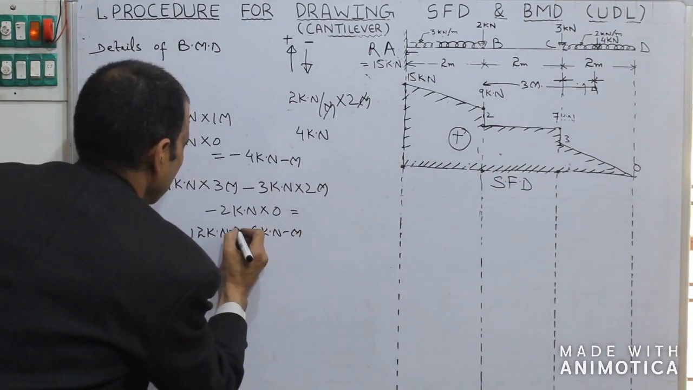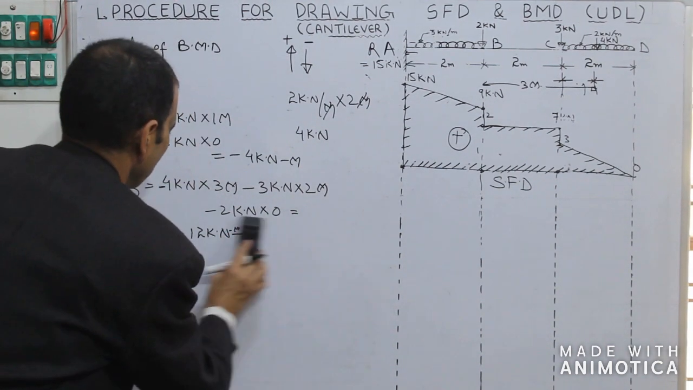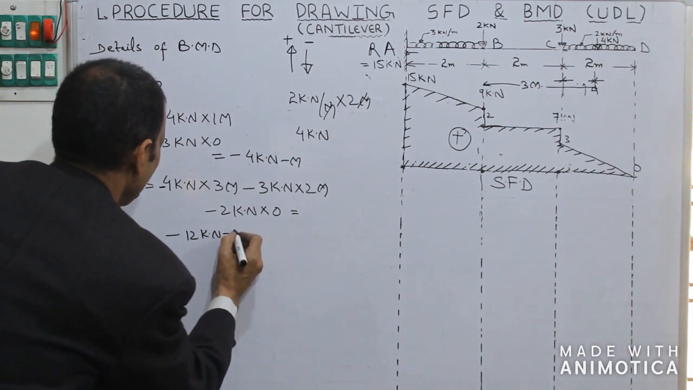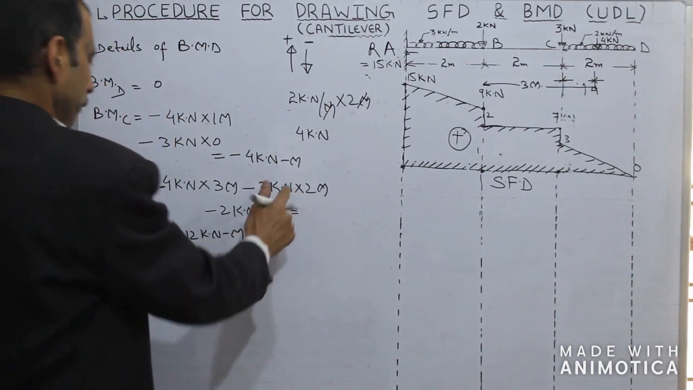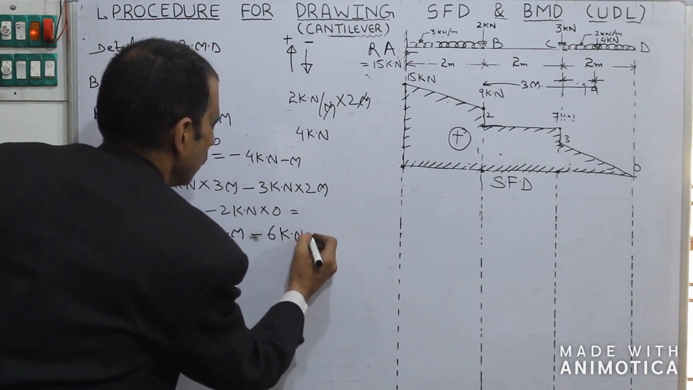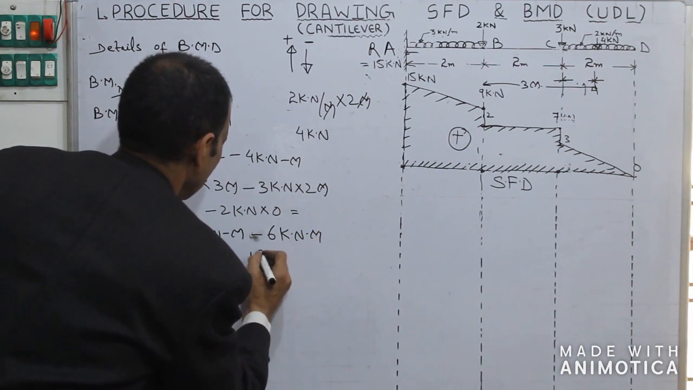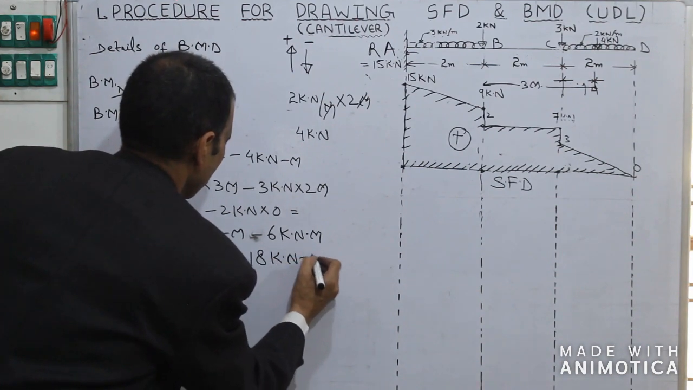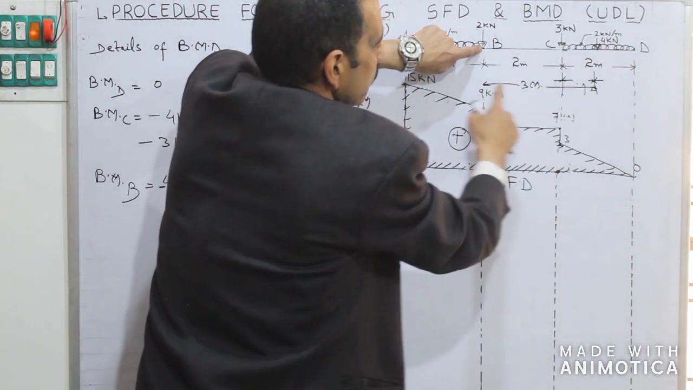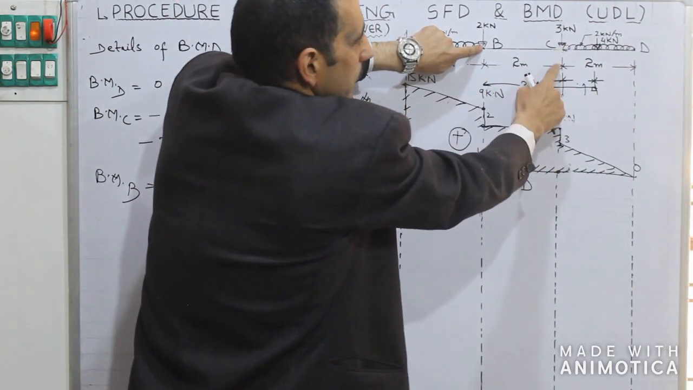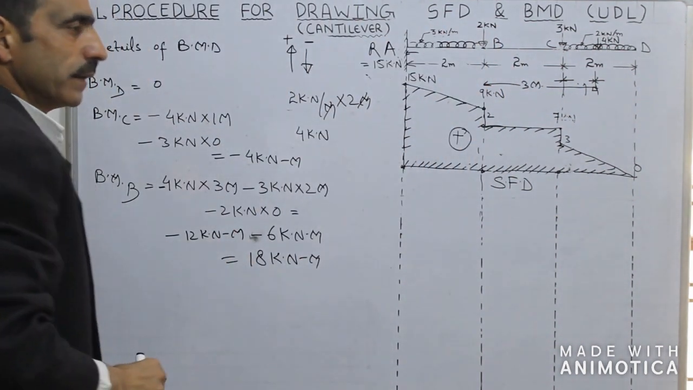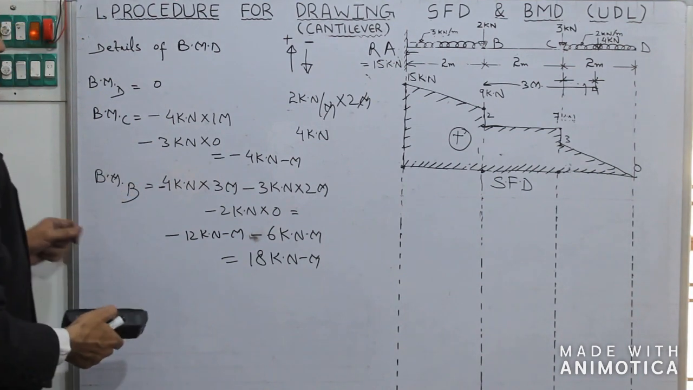Sorry, here it is kilonewton meter. I will write it once again. This is minus 12 kilonewton meter plus minus 6 kilonewton meter. It comes to minus 18 kilonewton meter. Again I will tell you here: 4 kilonewton is at a distance of 3, 3 kilonewton is at a distance of 2, and 2 kilonewton is at a distance of 0. Right?